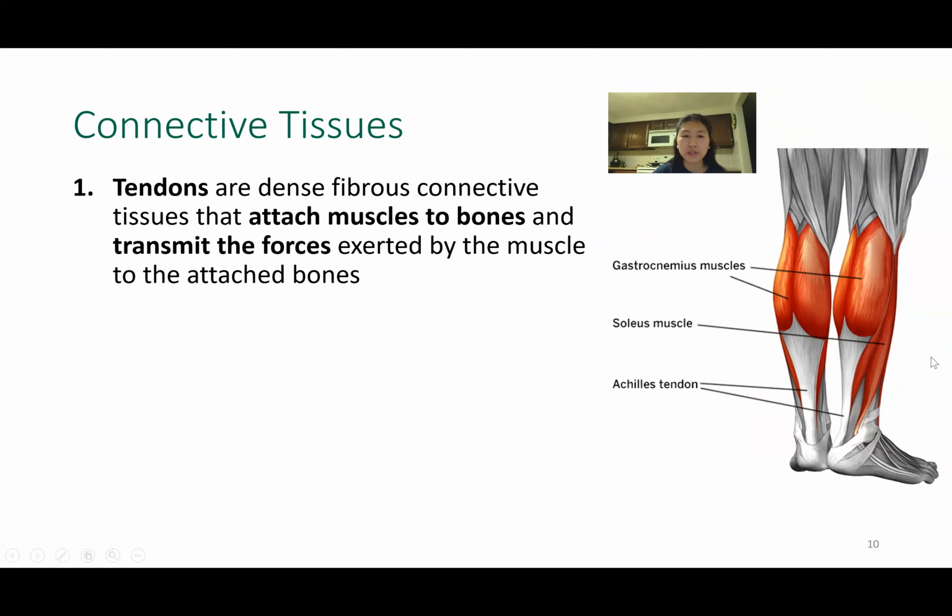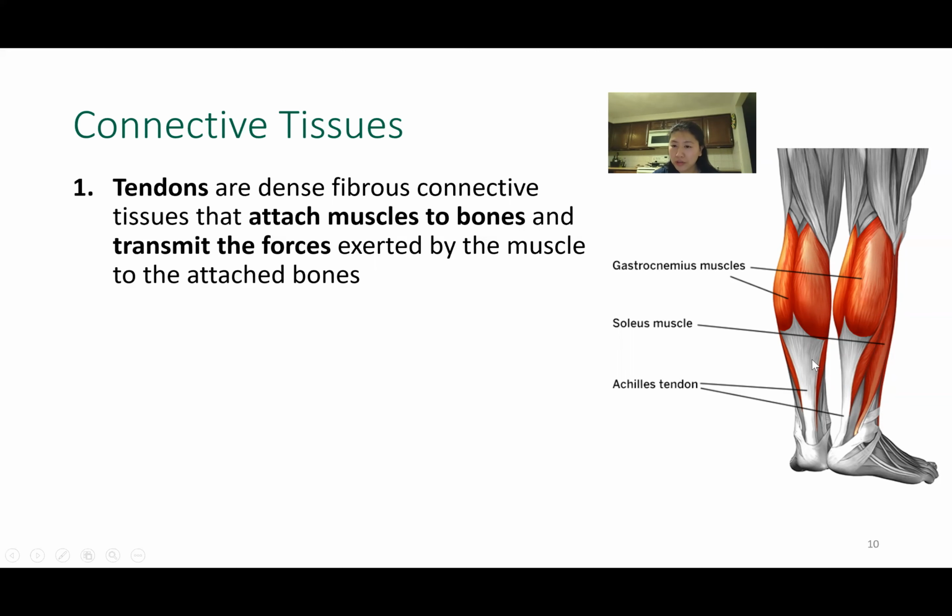As I mentioned before, there are four main types of connective tissues, and I will talk about them one by one because they're very important in understanding human movement and how they can potentially get injured. Tendon is the first type of connective tissue that I'd like to talk about. Tendons are dense fibrous connective tissues that attach muscles to bones and transmit the forces exerted by the muscle to the attached bones.